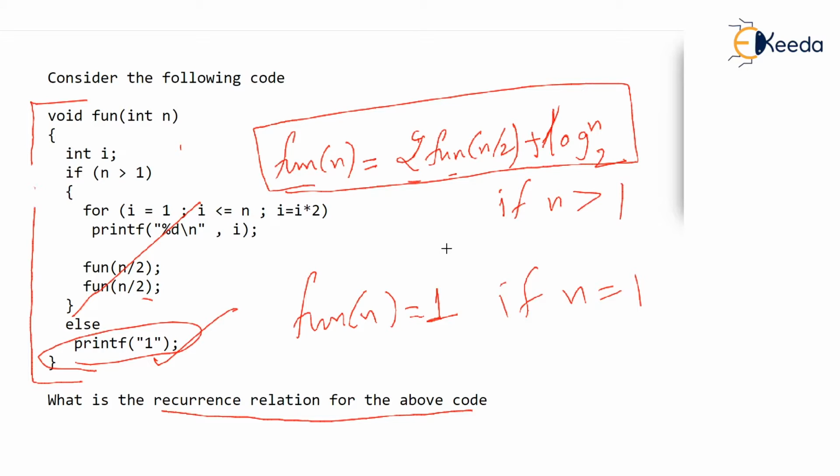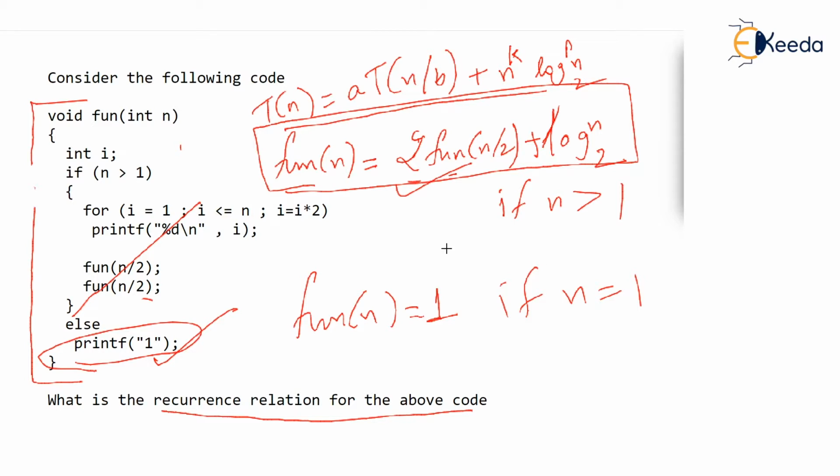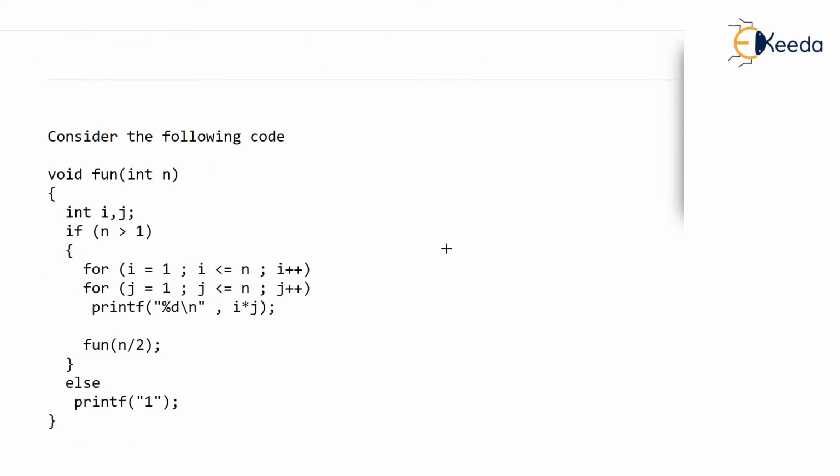Master's theorem says if you have a recurrence relation as T(n) is equal to a T(n/b) plus n raised to k into log raised to p of n to the base 2. If you have a recurrence relation of this form, you can apply Master's theorem. Okay, but that's not our topic. We are not finding time complexity, but we are trying to find out the recurrence relation for the given function, and we have done that. Let's see one more exercise.